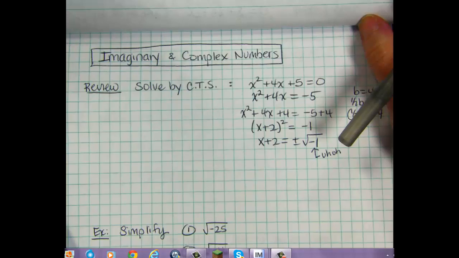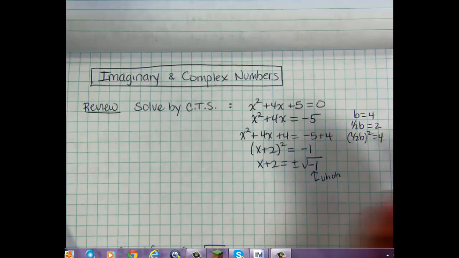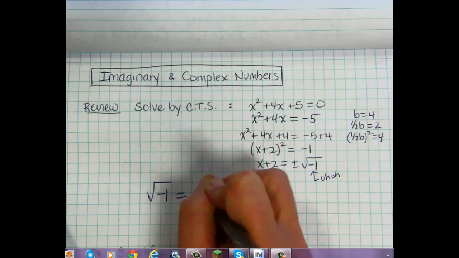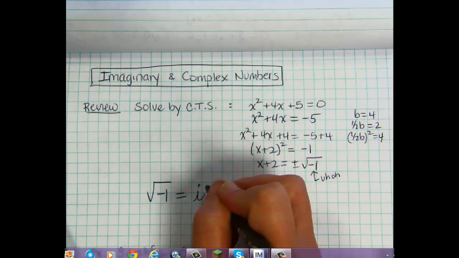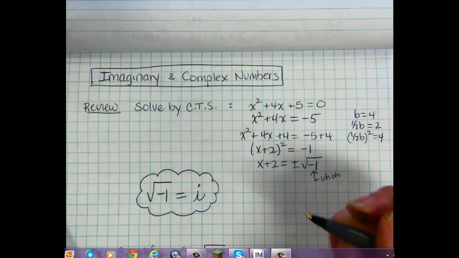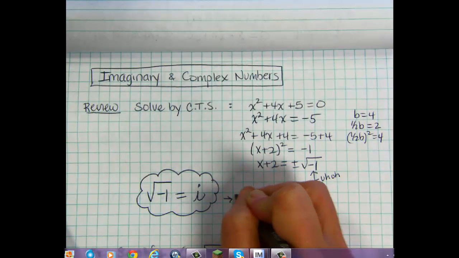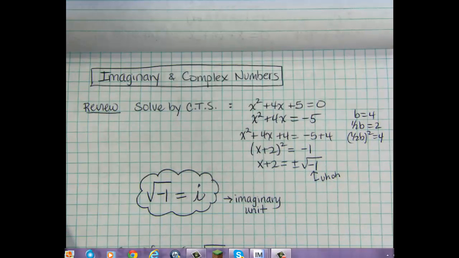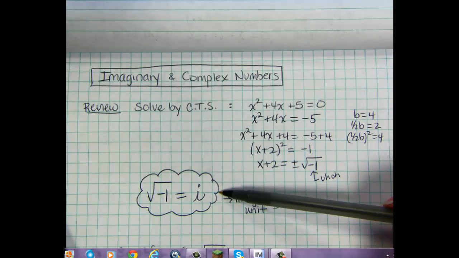So, first things first, the huge idea of the day is that when you get the square root of -1, that is equal to i. i is equal to the square root of -1. It is considered the imaginary unit. And so what we're going to do is practice taking negatives out of square roots using i. So we will be able to finish this problem after we do a little bit of review. But this is the huge idea of the day.